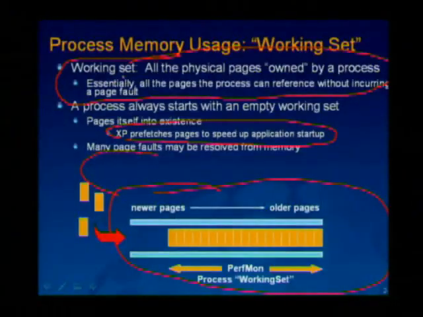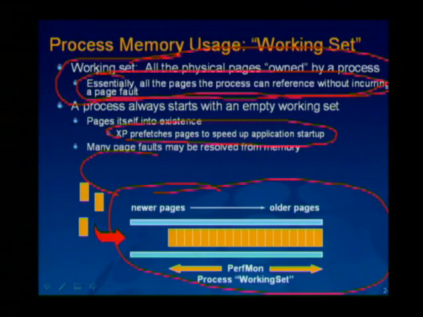So the working set is essentially the physical pages owned by a process. Here's the way I like to look at the working set. Of the virtual address space of a process, the working set are the parts of the process virtual memory that if a thread touched that address, it would not get a page fault. Think of it that way. It's the part of the process virtual address space, which could be this big, that if a thread in that process touched that address, it would not get a page fault because it's in the working set.